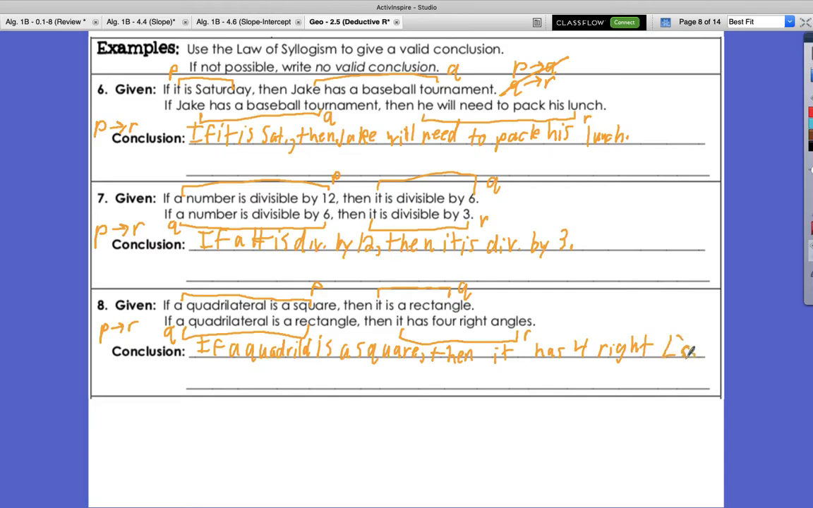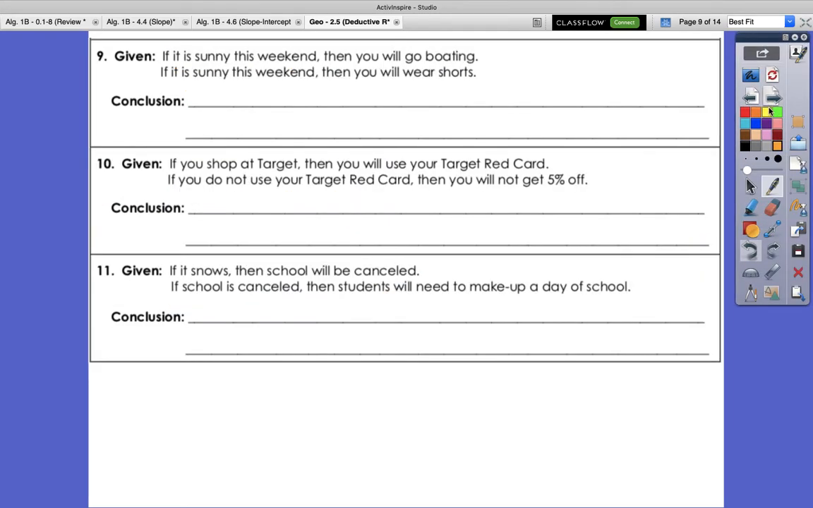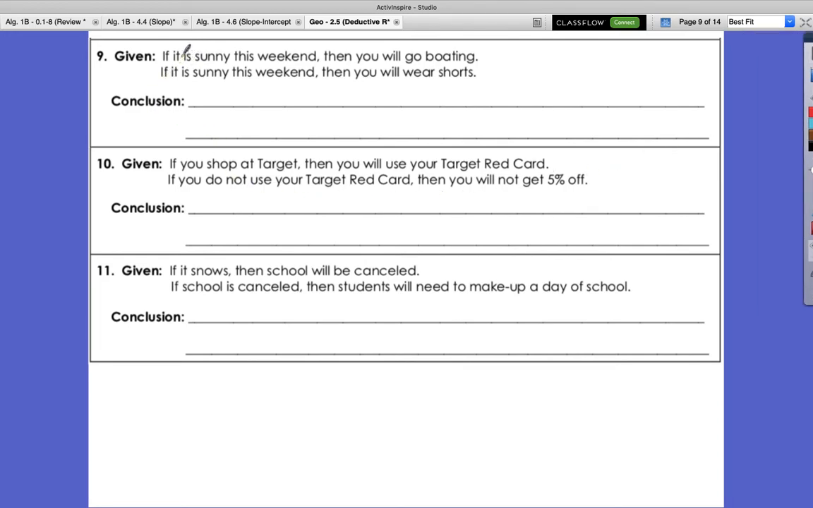And that's a true statement as well. Continuing on, number 9. If it is sunny this weekend, then you will go boating. That's P. If it is sunny this weekend, you will go boating. Q. If it is sunny this weekend, we've seen it is sunny this weekend. That's P. It's not Q.